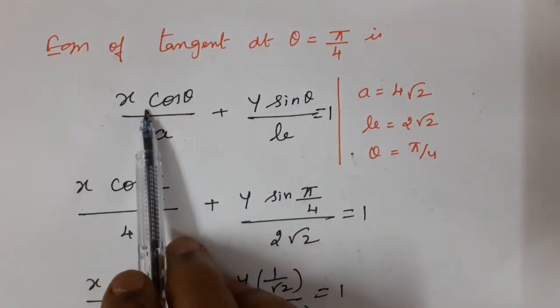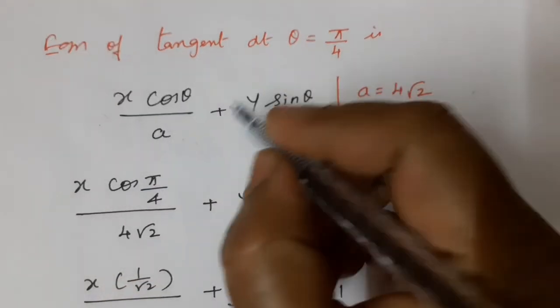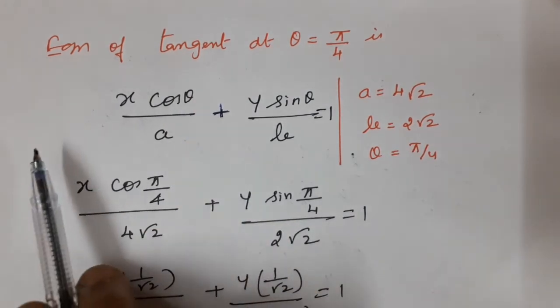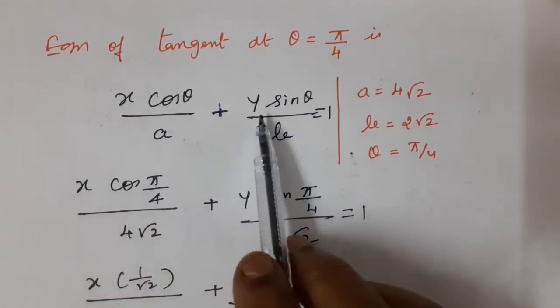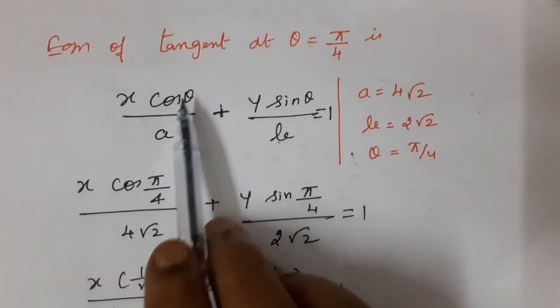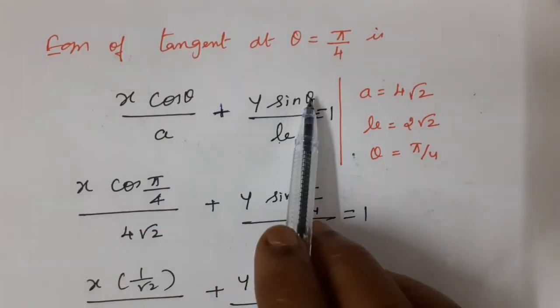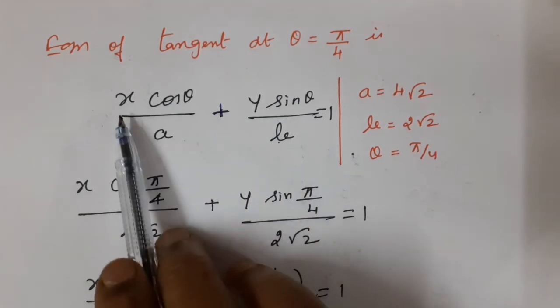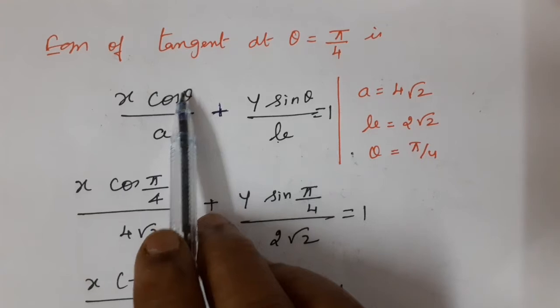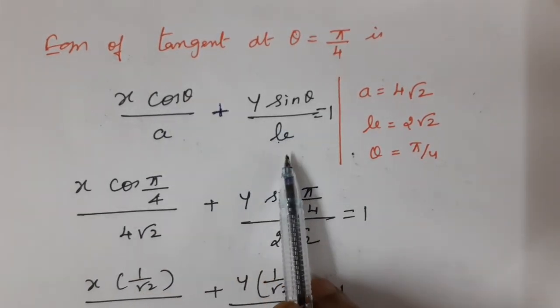Remember the formula: x cos theta by a plus. Instead of a minus, what symbol do you have? Plus. Opposite sign only. Here x secant theta; here x cos theta by a plus y sin theta by b equal to 1. For the hyperbola, x secant theta by a minus y tan theta by b. Here, x cos theta by a. This is the tangent to the ellipse. So x cos theta by a plus y sin theta by b equal to 1.